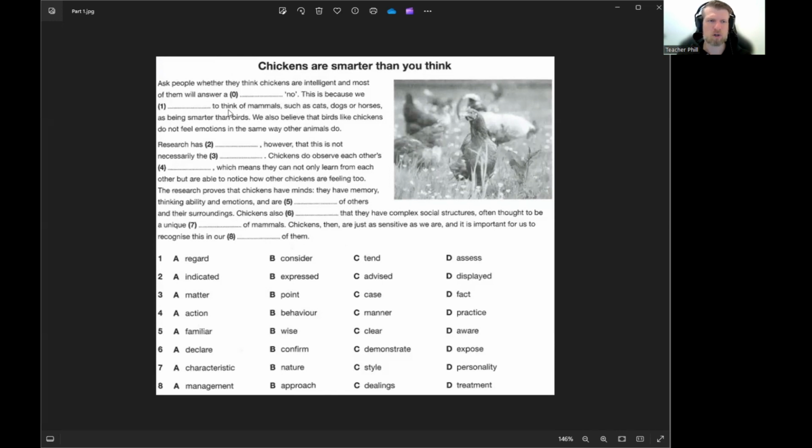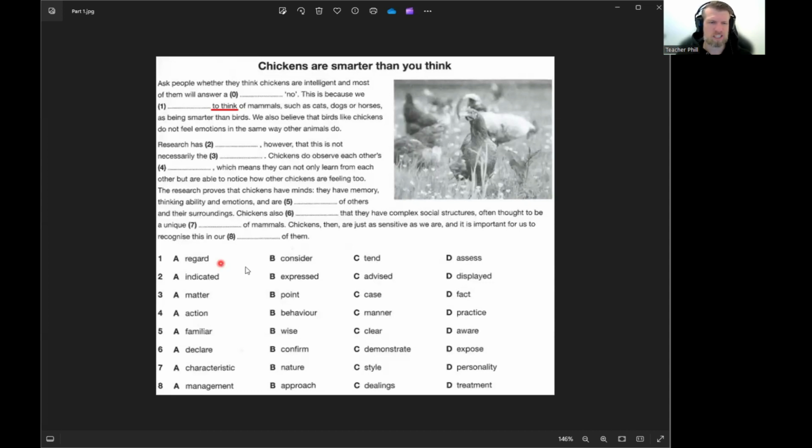So it says, this is because we gap to think of mammals such as cats, dogs or horses as being smarter than birds. So I guess here we can already see there is, and I will actually highlight that for you as well, there is an infinitive, which might already help us. Yeah, so let's have a look at our 4 options that we can see here at the bottom, where it says number 1. We have these 4 possible answers that we need to put in each gap, or we have to choose which option we want to put in the gap.